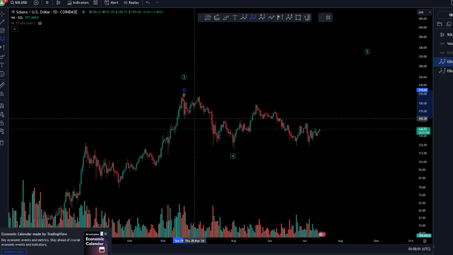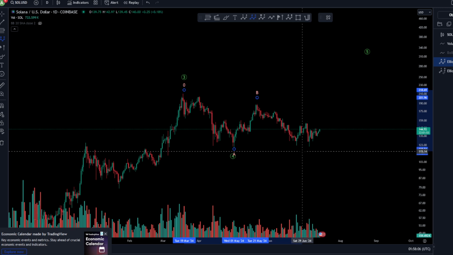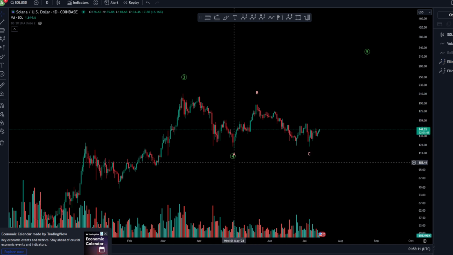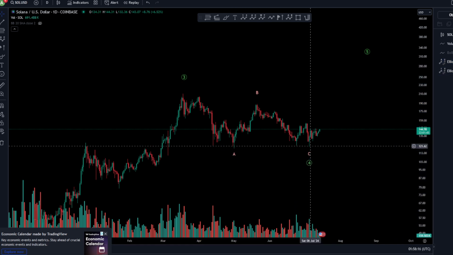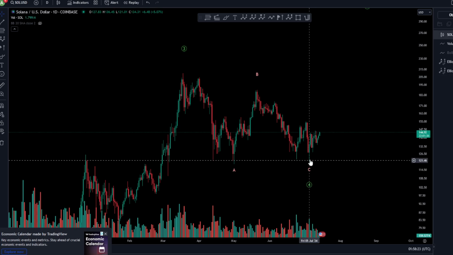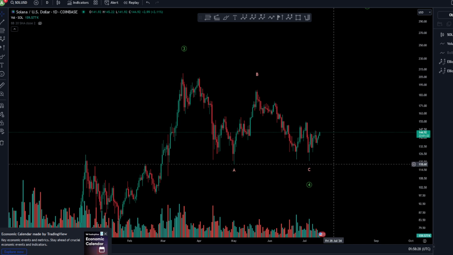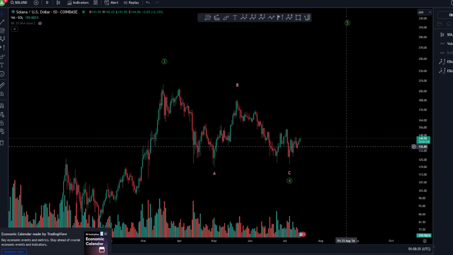So we have 1 2 3 4 5. This is A, B, and then C. 1 2 3 4 5 C. All right, that means our correction, the wave 4, will move to this place, even if the lower price of C is higher a little bit than the A. That is not a big deal here. It's a regular flat, and for a regular flat, this may happen.